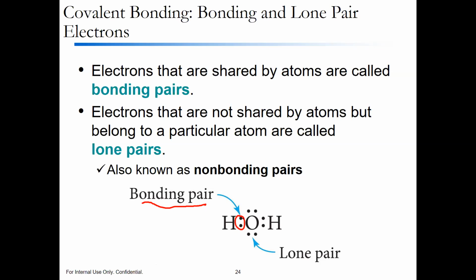Why do we call them pairs? Because we need 2 electrons to form a bond. Then the ones that are not being shared, we call them lone pairs. They're kind of like loners. They're by themselves. They're not being shared. Bonding pairs are being shared, and loners are not involved in bonding. Sometimes they're called non-bonding pairs. So you see here, non-bonding electrons, bonding electrons, lone pair. Those are terminology you should be familiar with.